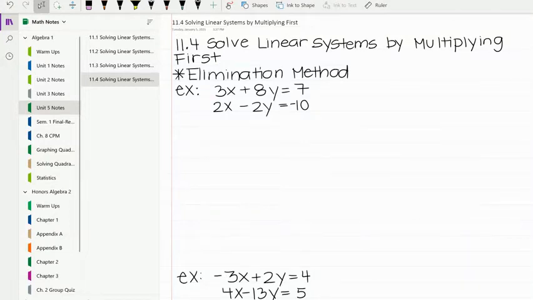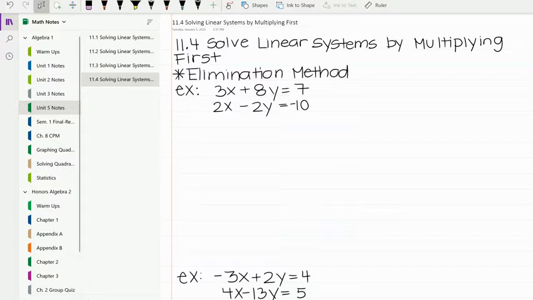This section is 11.4, which is solving linear systems by multiplying first. I want to make it clear that this is technically still the elimination method. It just has an extra step that we have to do. If you remember our last section, 11.3, we used the elimination method, meaning eliminate a variable, but all we had to do was add or subtract them.